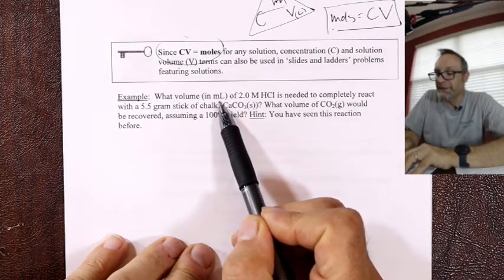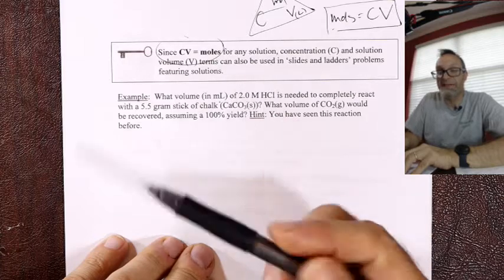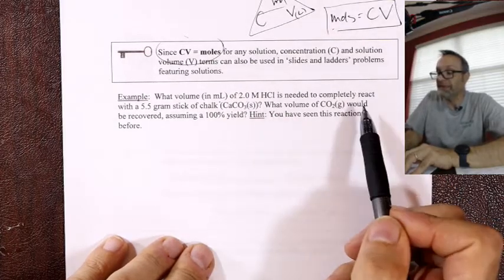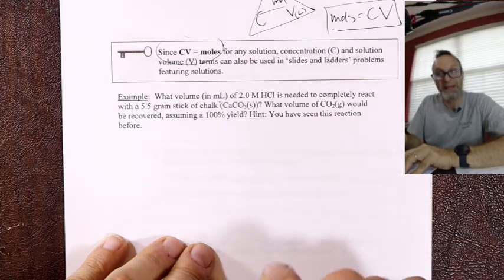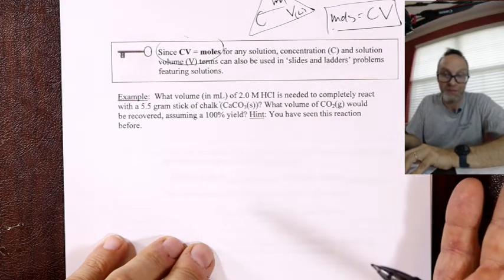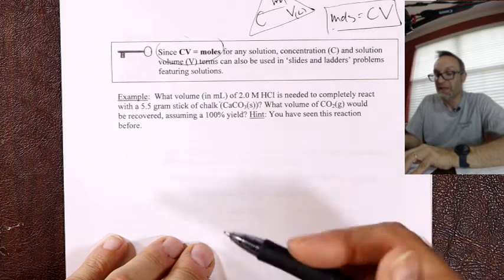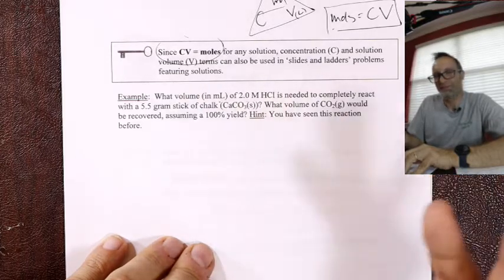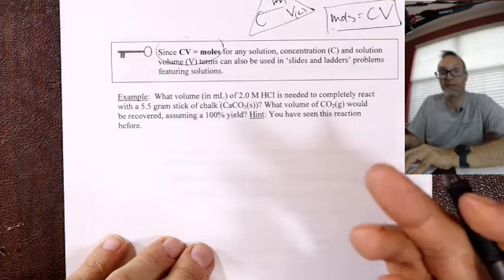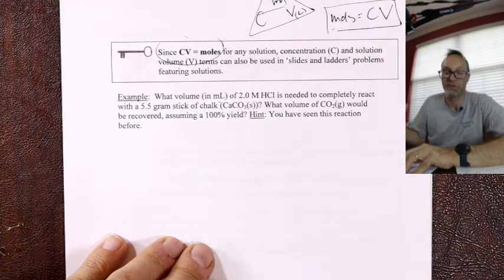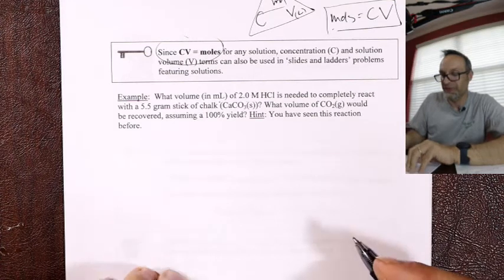What volume in milliliters of 2 moles per liter HCl, and that's stuff you would actually use in a lab, is needed to completely react 5.5 grams of chalk? So before, when we did that, how much HCl did we need with the 5-gram stick of chalk? That was kind of just for fun, just for practice. In a real-life situation, you would not figure out what mass of HCl in a solution. You'd figure out the concentration, volume, moles kind of thing.